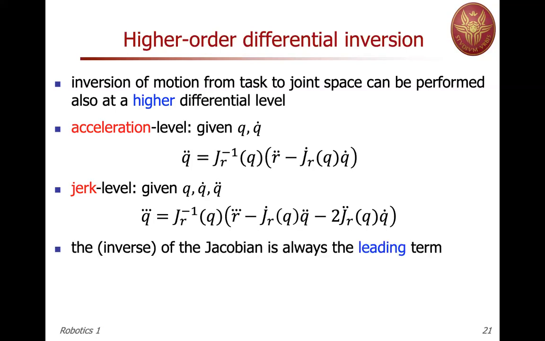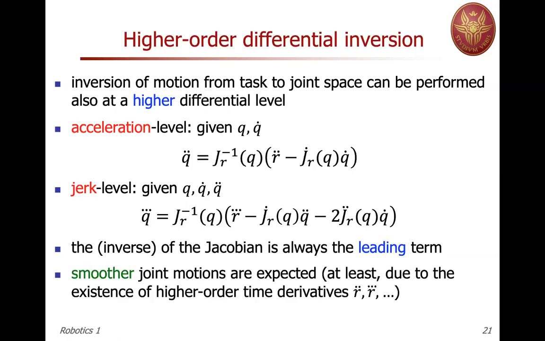Now, as I said, the inverse of the Jacobian, sorry, there's something missing. The inverse, the pseudo-inverse, that should be a parenthesis pseudo-inverse of the Jacobian, meaning that here you have the inverse, but in case you may have the pseudo-inverse, if the Jacobian is not square, is always the leading term in this inversion. And why do you want to go higher order? Well, the reason is that you expect in this way to generate smoother motion, joint motion.